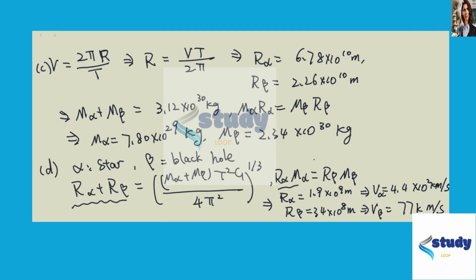And again from question 1, we can use this equation to find the ratio between R alpha and R beta. Combining these two equations, we find the values of the radius alpha and the radius beta, which are shown here. Once we know the radius, we know the period because it's given. We use this equation. We can find the velocity of the star is 4.4 times 100 kilometers per second, and the speed of the beta is 77 kilometers per second.